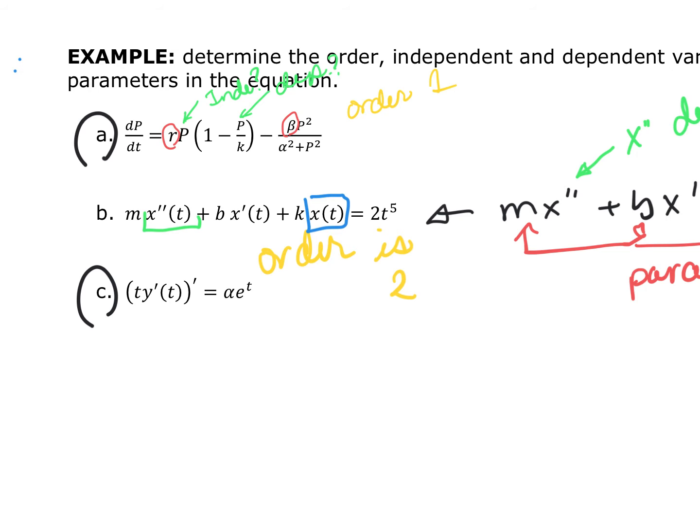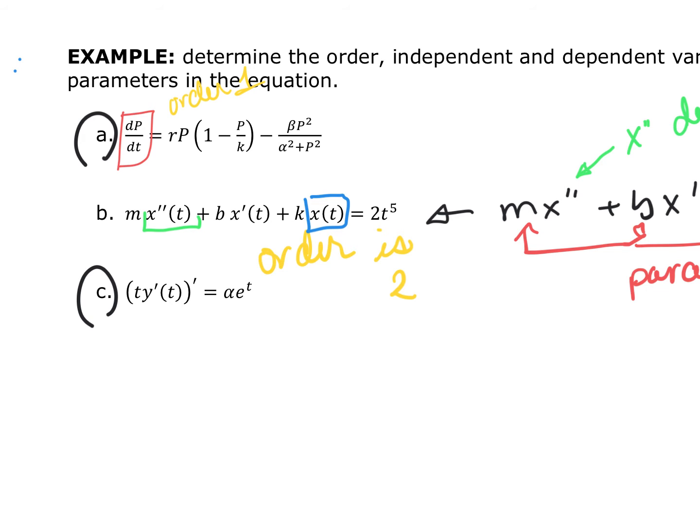Okay. So far, I agree with some of it. I agree it's definitely an order of 1. And the reason I know it's an order of 1 is because the only place I see a derivative notation is right here. And this is an order 1 derivative. So it's first derivative. So I agree that it's definitely order 1.